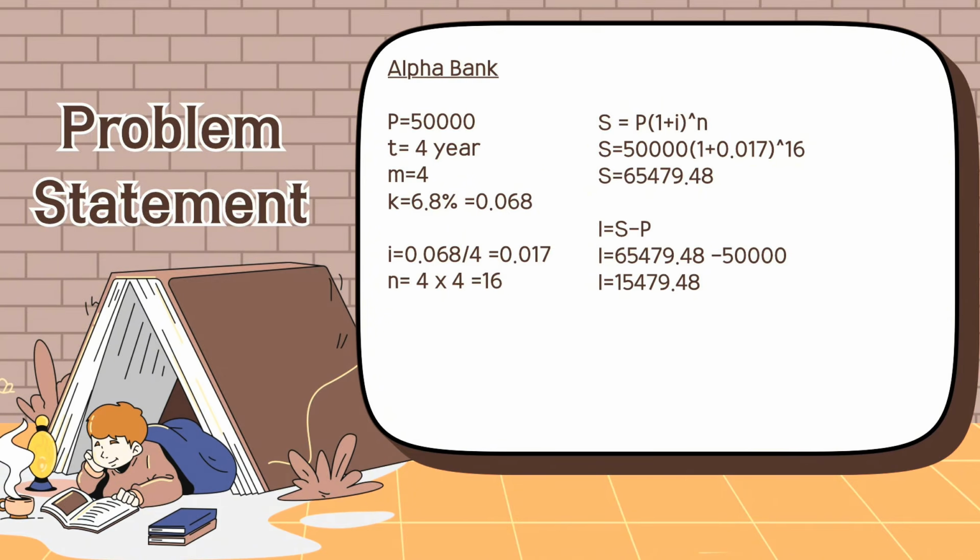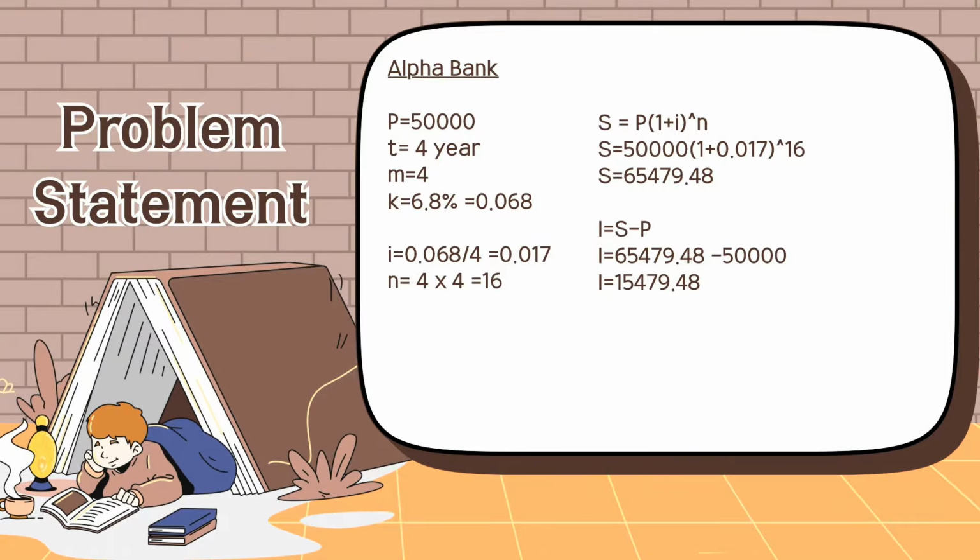So we need to find information to solve the question. First, Alpha Bank. P equal to 50,000 ringgit. T equal to 4 years. M equal to 4. K equal to 0.068. This is the annual interest rate, 6.8% per year. Then find I, the interest rate per compounding period, equal to K divided by M equal to 0.068 divided by 4. So the answer is 0.017.